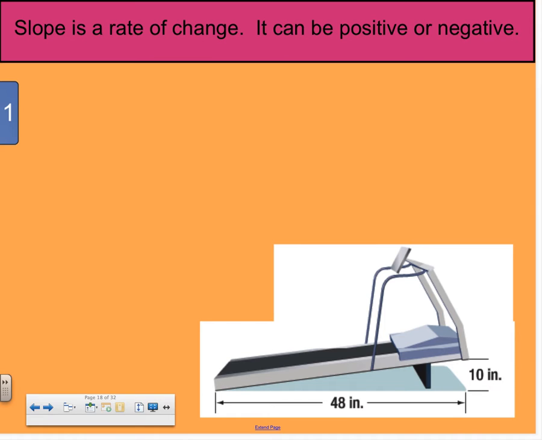Slope is a rate of change. It can be positive or negative. All right? Slope can go up. Slope can go down. We can have positive slopes. We can have negative slopes.